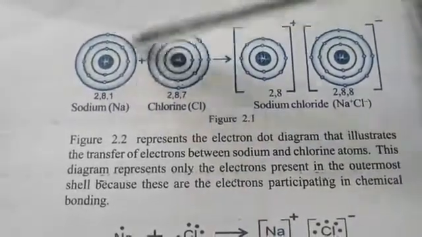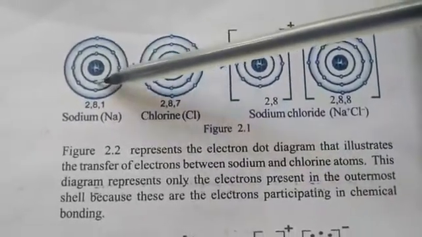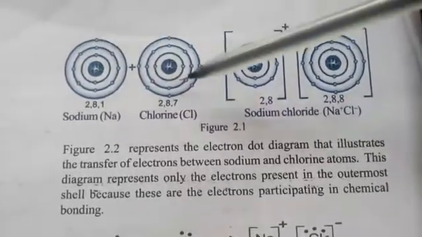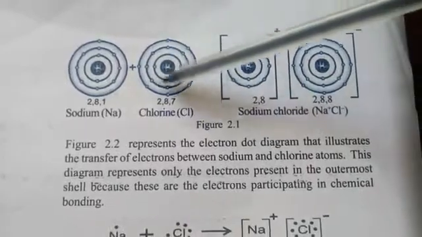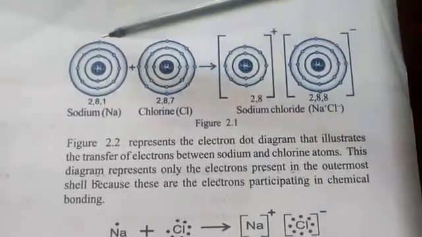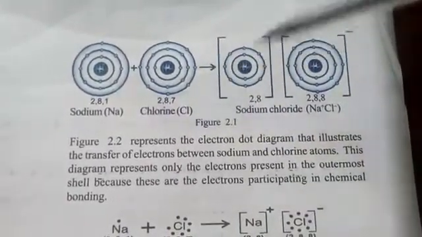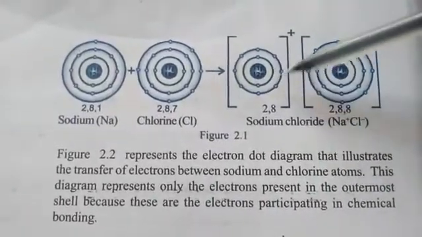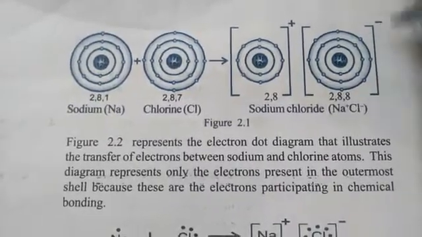Now for sodium, see the Bohr model, which you have already learned. The first shell has 2 electrons, the second shell has 8 electrons, and the third shell has only 1 electron. Here in the chlorine atom, the first shell has 2 electrons, the second shell 8, and the third shell 7. So it needs 1 more electron. Then sodium gives 1 electron to this chlorine atom and both attain stability. See here, only 2 shells remain for the sodium atom. Then here, 2, 8, 8, the outermost shell is completely filled.